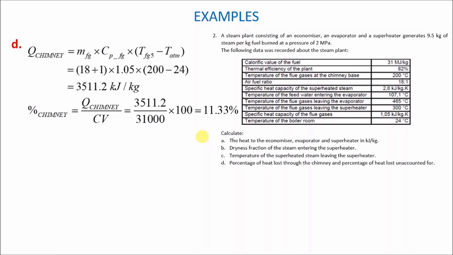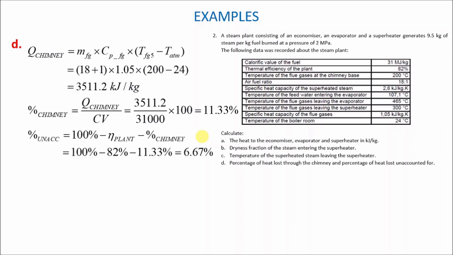And then finally they want the percentage unaccounted for, so you will then do, okay, the percentage that is unaccounted for will be 100% minus the efficiency of the plant, which is 82%, and then minus the percentage of the chimney, which is 11.33%, and what remains will be what has not been accounted for, or maybe the percentage of heat lost to radiation, okay. So 6.67%, that is what you're going to get.